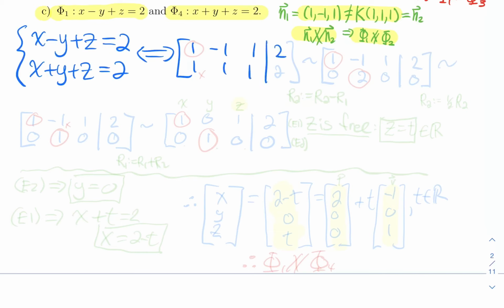Augmented by 2 and 2. So same game here. We have our first pivot, first row, first column. We want to destroy the one under. So the correct operation is row 2 will become row 2 minus row 1.